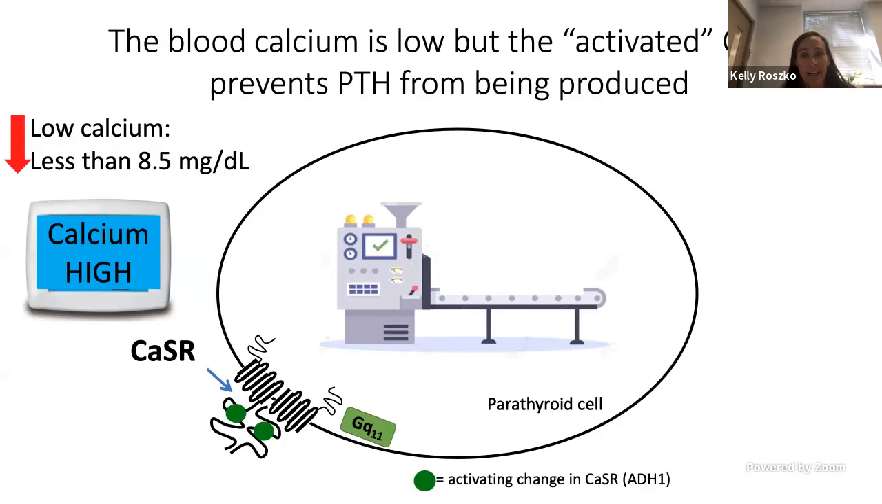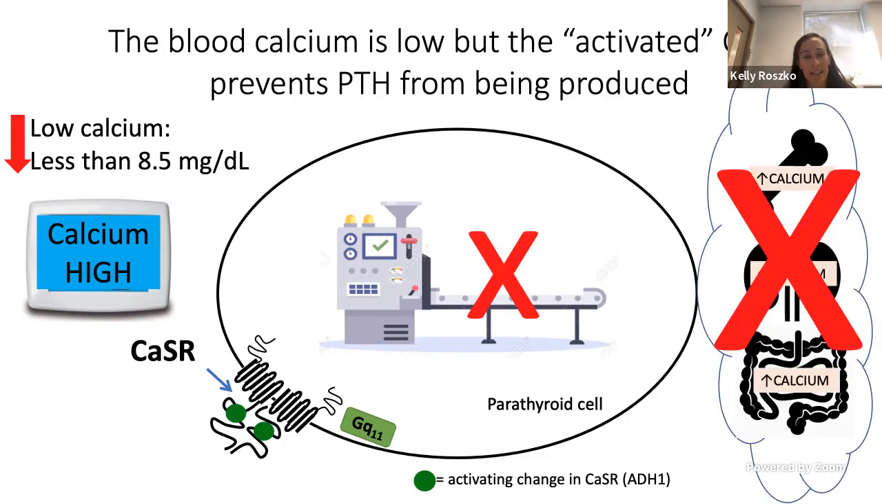So similarly in ADH1, because this activating mutation is in the calcium sensing receptor, even though the blood calcium is low here, the receptor is telling the parathyroids that the calcium level is high, and therefore PTH is not produced, resulting in a lower blood calcium level, even though it is already too low.